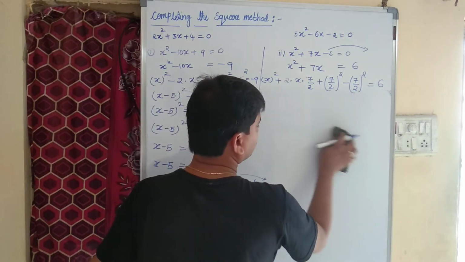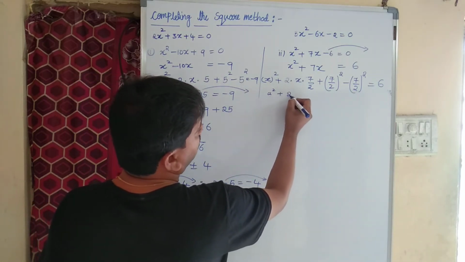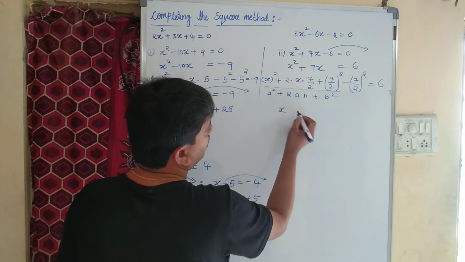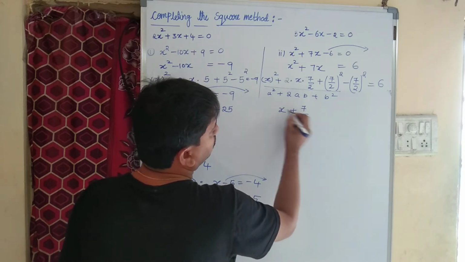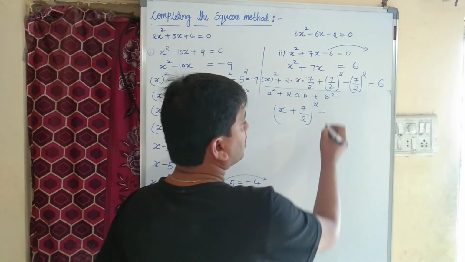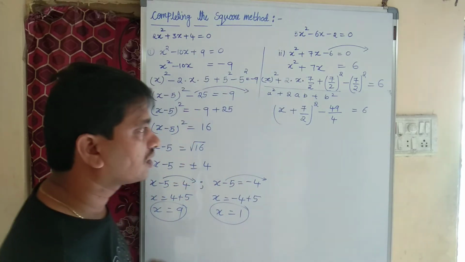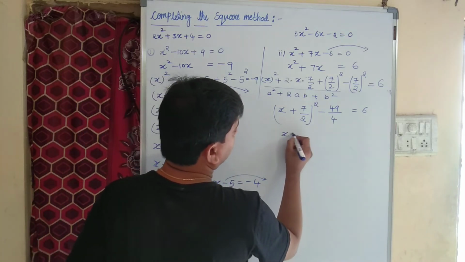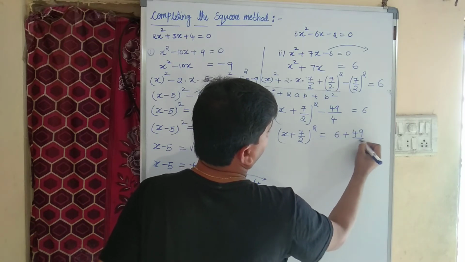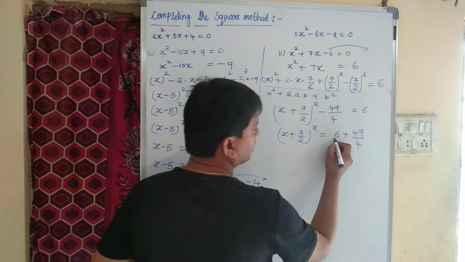Okay. Now, if you observe properly, this is our formula of a square plus 2ab plus b square. So which is the value of a? A means x, b means 7 by 2, so x plus 7 by 2 whole square minus, as 7 square is 49 and 2 square is 4, equal to 6. Right? Minus 49 by 4 you transpose, x plus 7 by 2 whole square equals 6 plus 49 by 4. Minus 49 by 4 if you transpose, plus 49 by 4. Right?